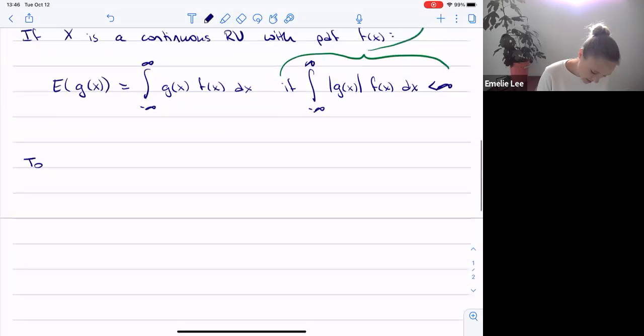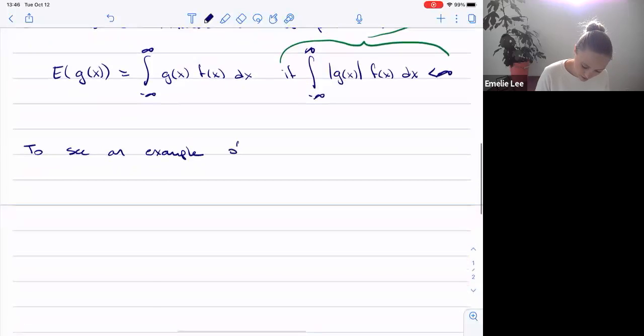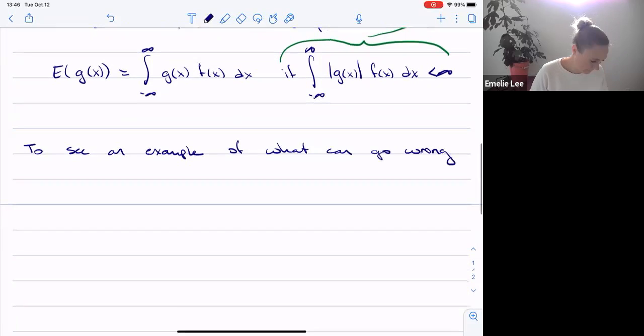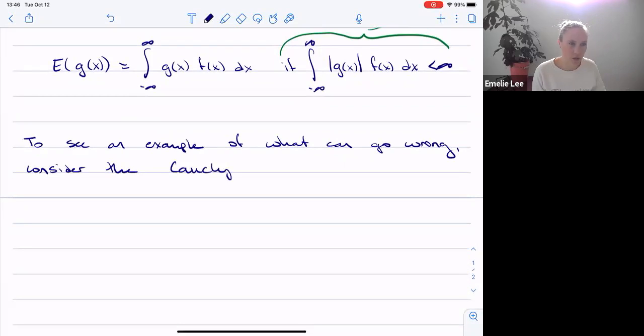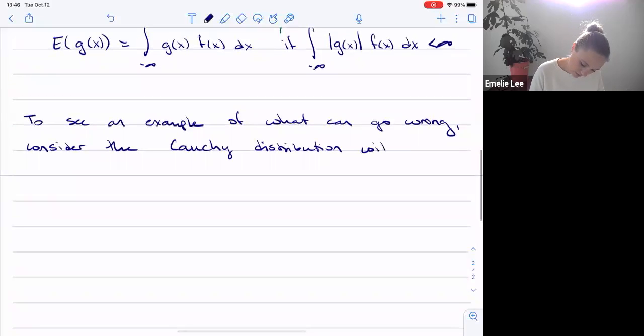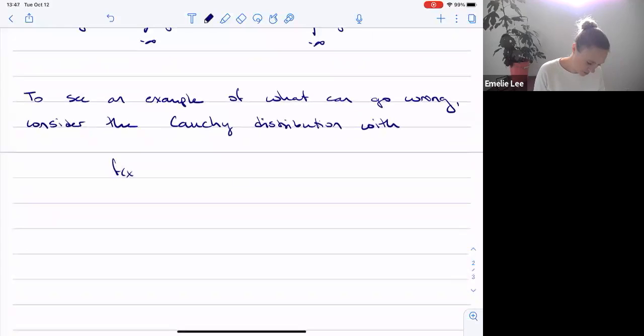So to see an example of what can go wrong, consider the Cauchy distribution, with f of x. I'll put it on a fresh page here. F of x is 1 over pi times 1 over 1 plus x squared.